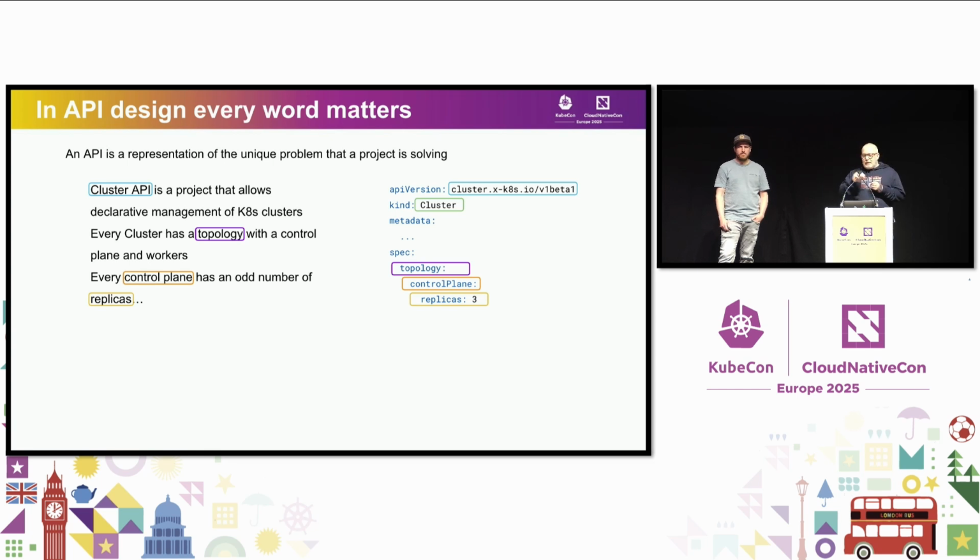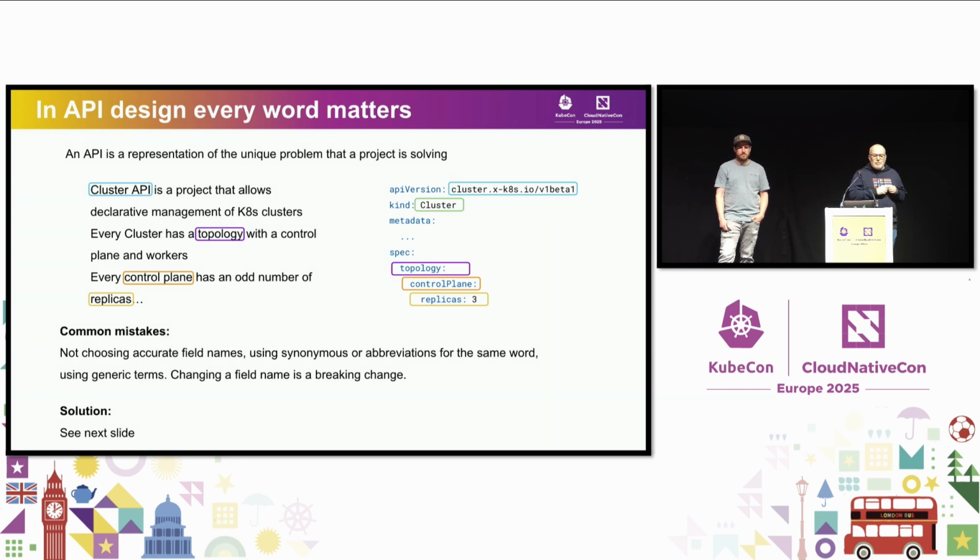And the key point here is that in API design, every one of these keywords matters. So it is really important to choose the right keyword. And what are the common mistakes here? There are a lot. If you do not choose the keywords accurately, your API might be confusing for your user. If you use synonyms or abbreviations for the same word in two different CRDs of your project, your user may be confused as well.